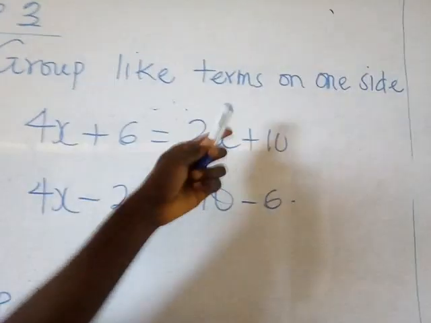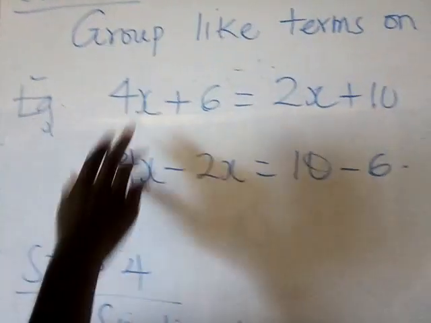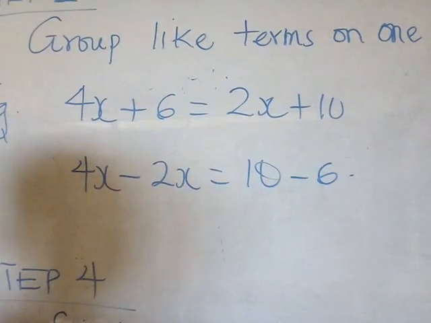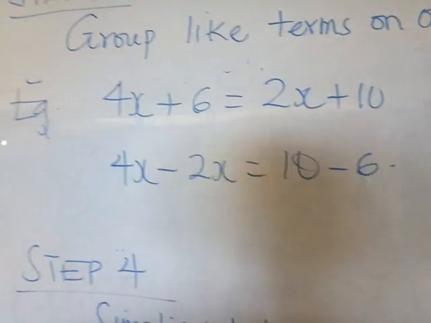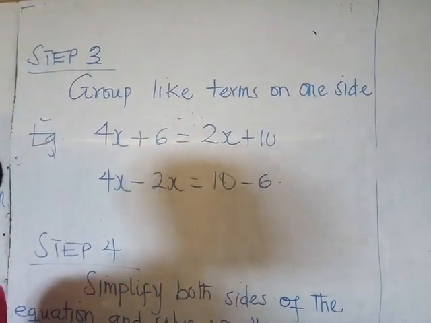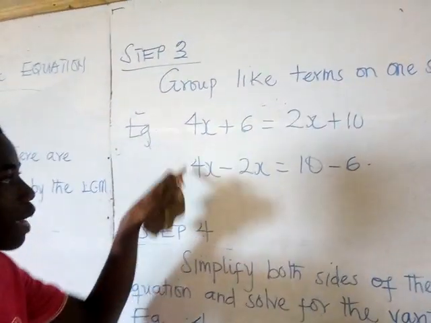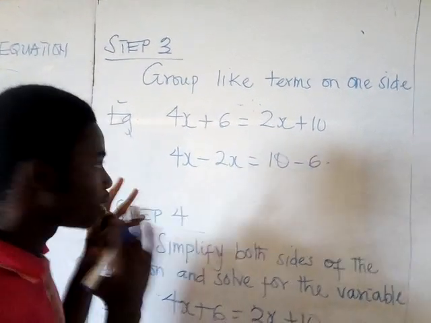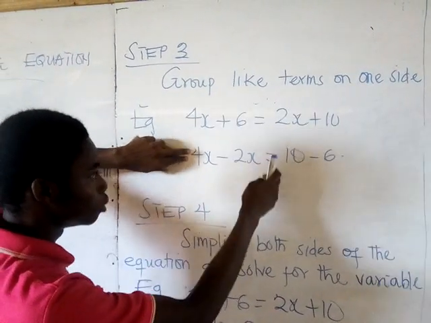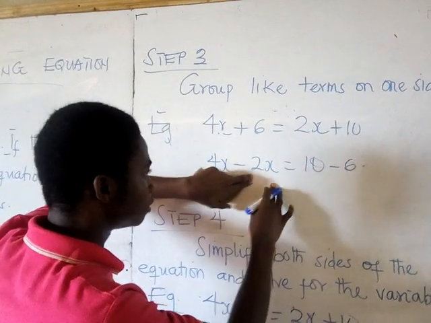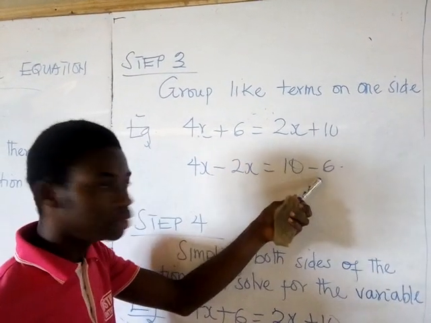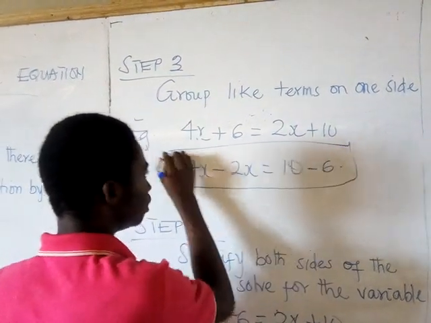Step 3 said group like terms on one side, and we're given an example like 4x plus 6 equals 2x plus 10. Here we are going to group all variables at one side, and all those that are not with variables at the other side. So you bring all variables to the left side, and all those without variables to the other side. So 2x, you bring it here; crossing the equal to sign becomes negative 2x. Equals, you bring this 10 here. So this positive 6 crossing the equal to sign becomes negative 6. So we've grouped like terms for this. Let's try another example.